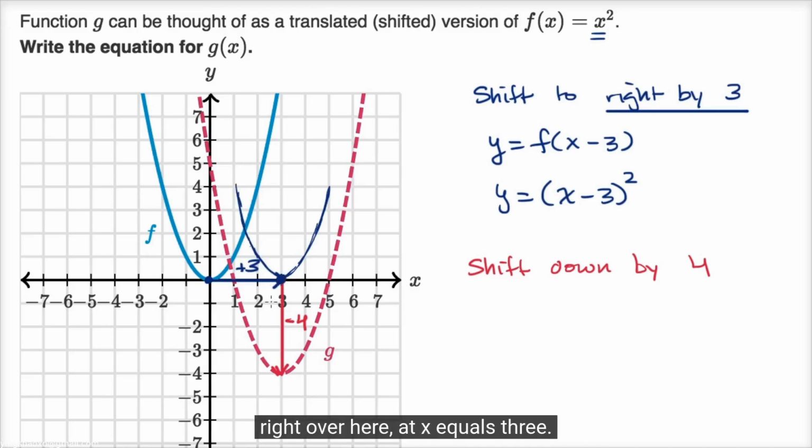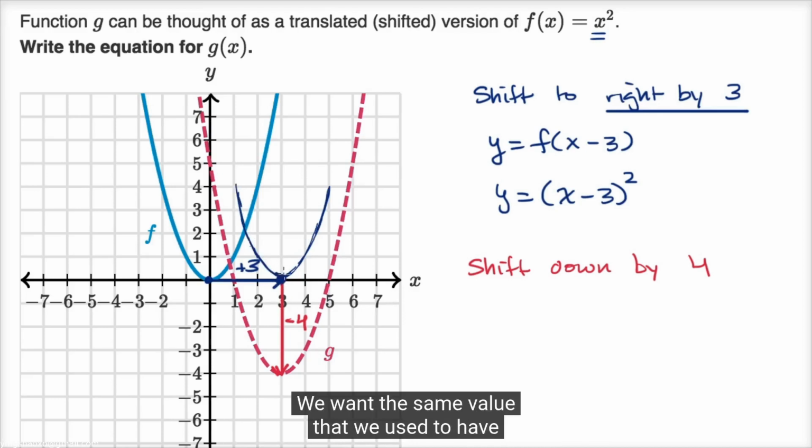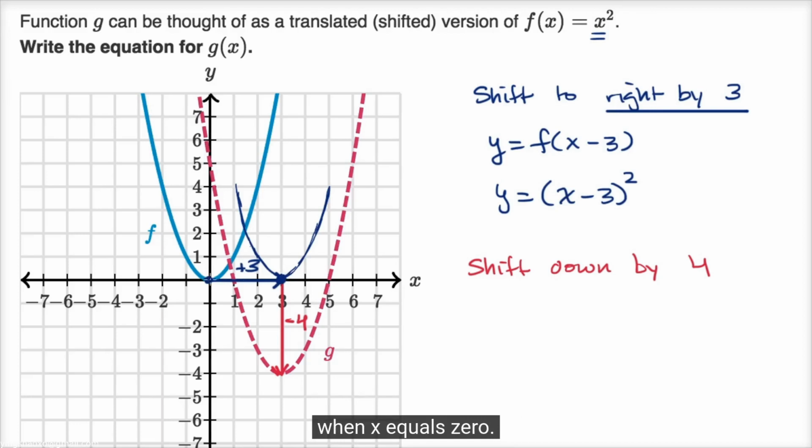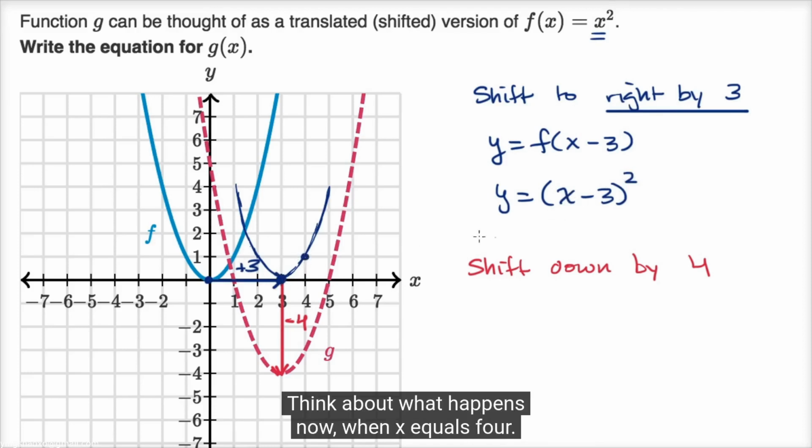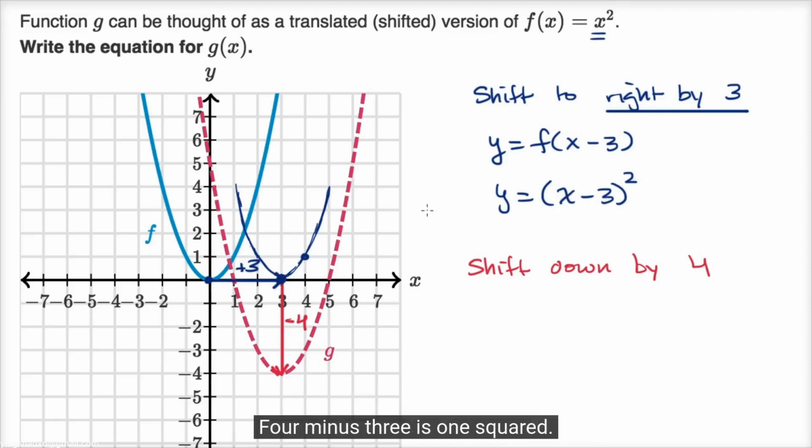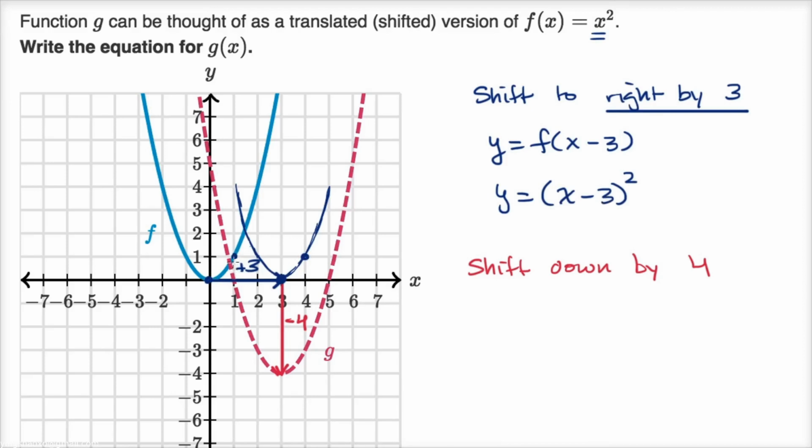Think about the behavior that we want right over here at x equals 3. We want the same value that we used to have when x equals 0. When x equals 0 for the original f, 0 squared was 0. y equals 0. We still want y equals 0. Well, the way that we can do that is if we are squaring 0. And the way that we're going to square 0 is if we subtract 3 from x. And you can validate that at other points. Think about what happens now when x equals 4. 4 minus 3 is 1 squared. It does indeed equal 1. The same behavior that you used to get at x equals 1.